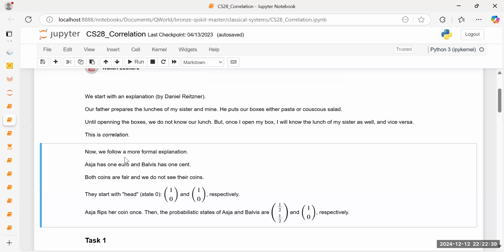If the euro coin lands on head, he's going to ensure that the cent coin is also facing head. And if the euro coin should land on tail, he's going to ensure that the cent coin is also facing tail. So when he does this, he's going to give 1 coin to Daniel and the other coin to Daniel's sister. So if Daniel looks at his coin and he sees that it's facing head, he'll know that his sister's coin is also facing head. And if he was to look at his coin and he sees tail, he'll also know that his sister's coin is facing tail.